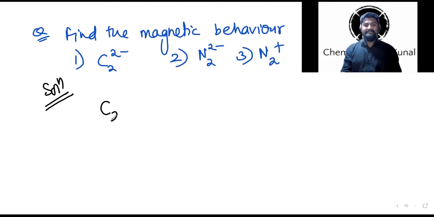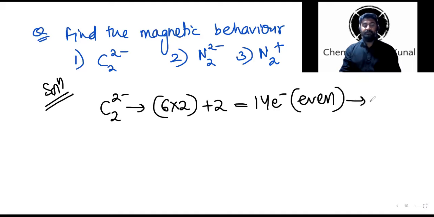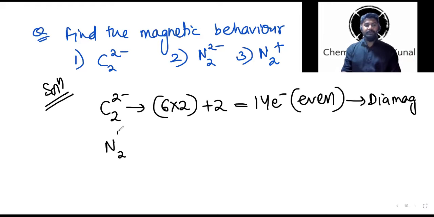See, C2 2 minus. How many electrons are there? One atom of carbon has 6 electrons. There are 2 of them, plus 2, which gives a total of 14 electrons. Is it even? Yes. So is it 16 or 10? No. It will be diamagnetic. That's it. Simple. Finished.